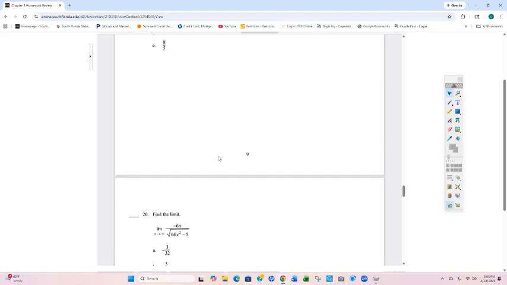Number 19, find the limit. Limit as x approaches infinity. This is a fraction. The numerator is negative 8x plus 2. The denominator is negative 5x squared plus 4. Answer A is 1/2, B is 1, C is 0, D is infinity, and E is 8/5. Correct answer in 19 is C. That is from section 3.5.